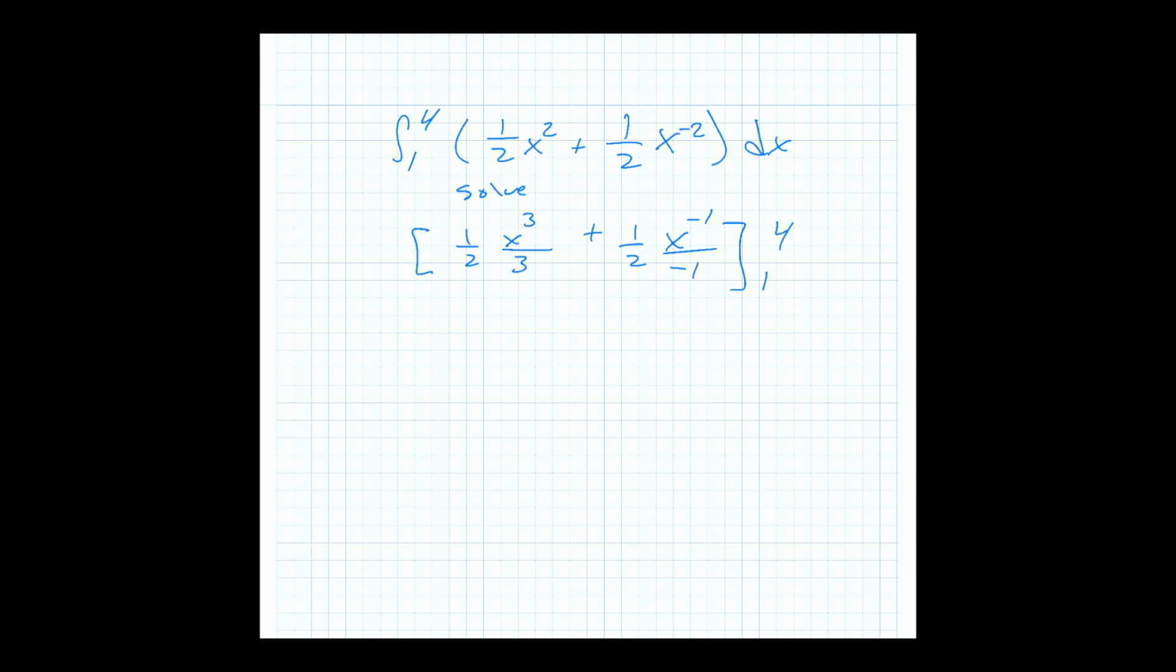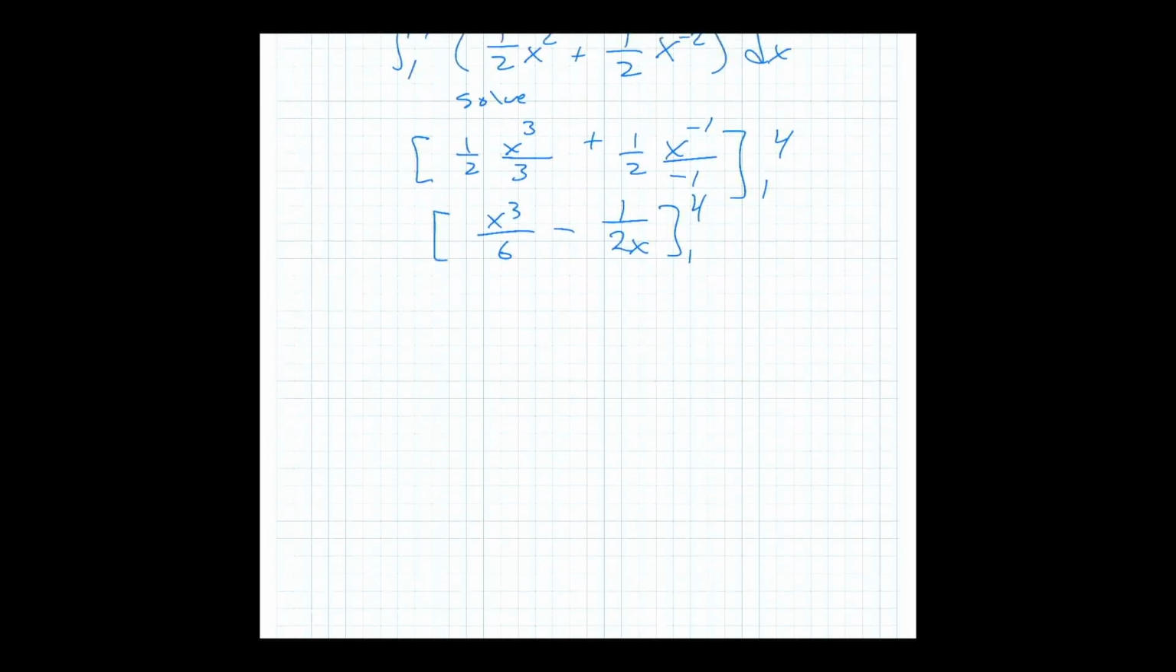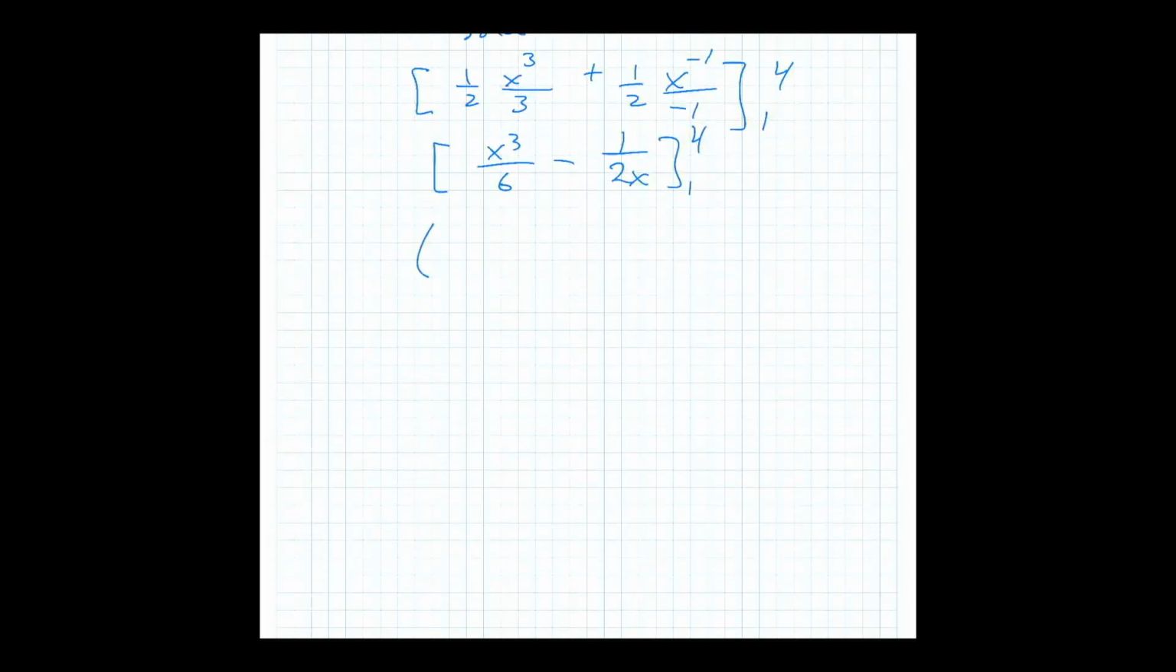From 1 to 4. Before I do that, this is x to the 3 over 6 plus, actually minus, looks like 1 over 2x, I think. So from 1 to 4. Plug in the 4, plug in the 1. Many times we have done this. 4 to the 3 over 6 minus 1 over 2 times 4. Then plug in the 1. 1 cubed over 6 minus 1/2.